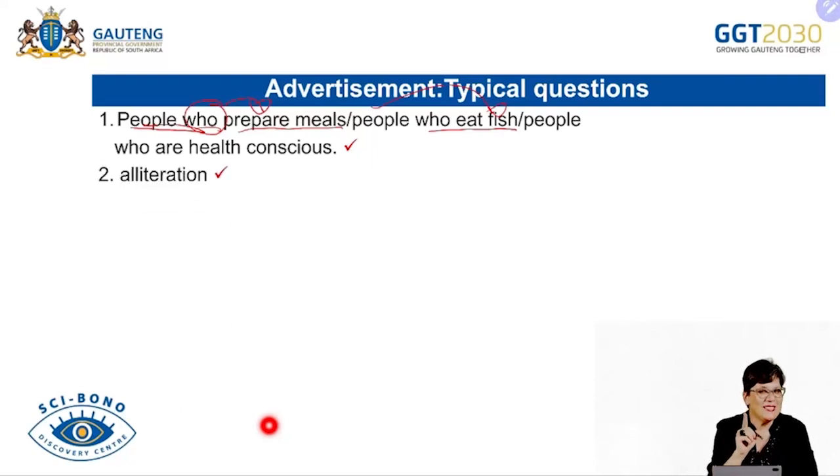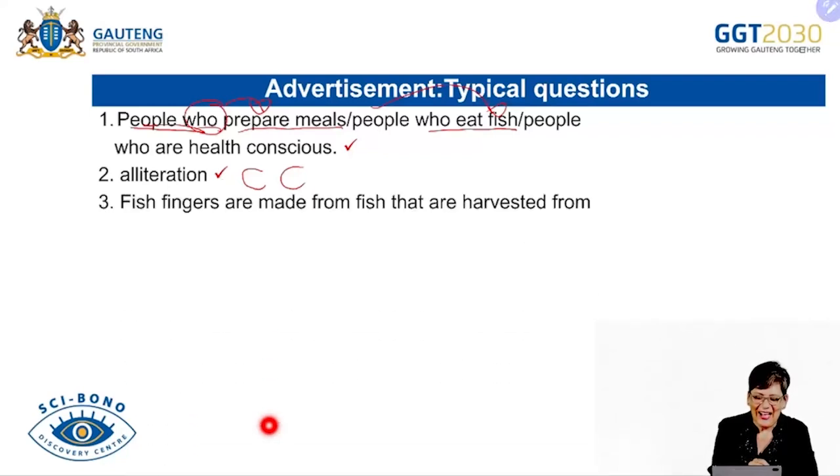Remember Captain Crisp? And we had the alliteration of the 2 C's. So we're looking for one word that is an example of alliteration. I'm sure you've got that one. And, oh, this was the one that's quite difficult.